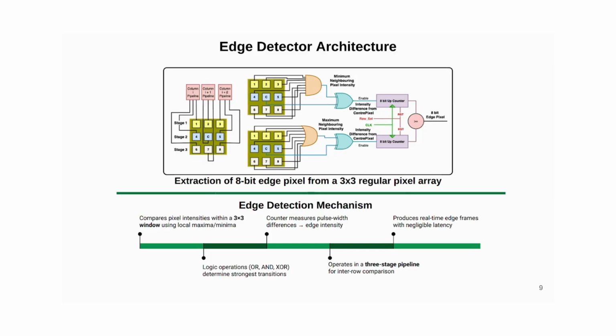One is the delta I max, which is the difference between the maximum pixel intensity and the center pixel intensity, and the other is the delta I min, which is the difference between the center pixel intensity and the minimum pixel intensity. The larger difference among these two gives the edge strength. This value is measured by a counter and becomes the 8-bit edge pixel. The entire pipeline ensures that new rows of edge pixels are produced continuously, enabling real-time operation.